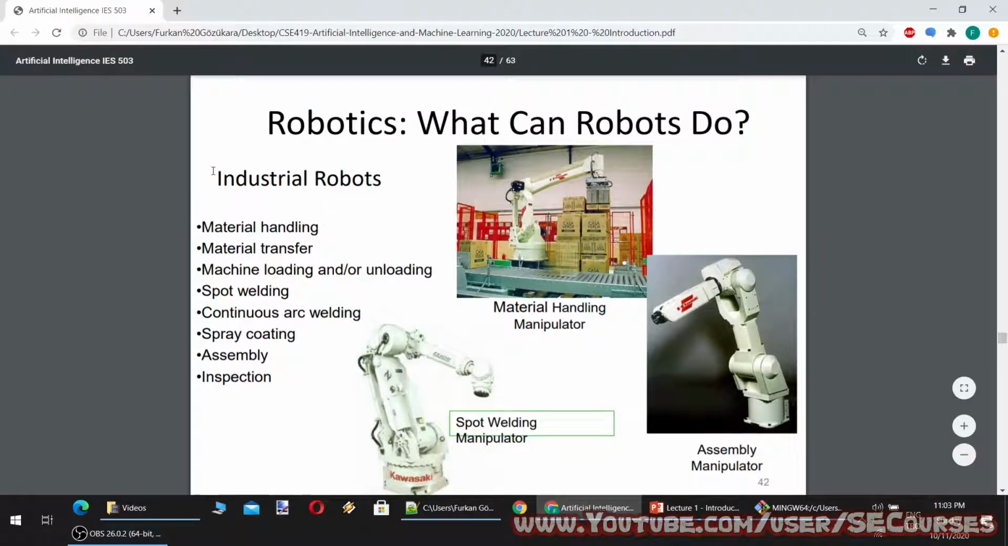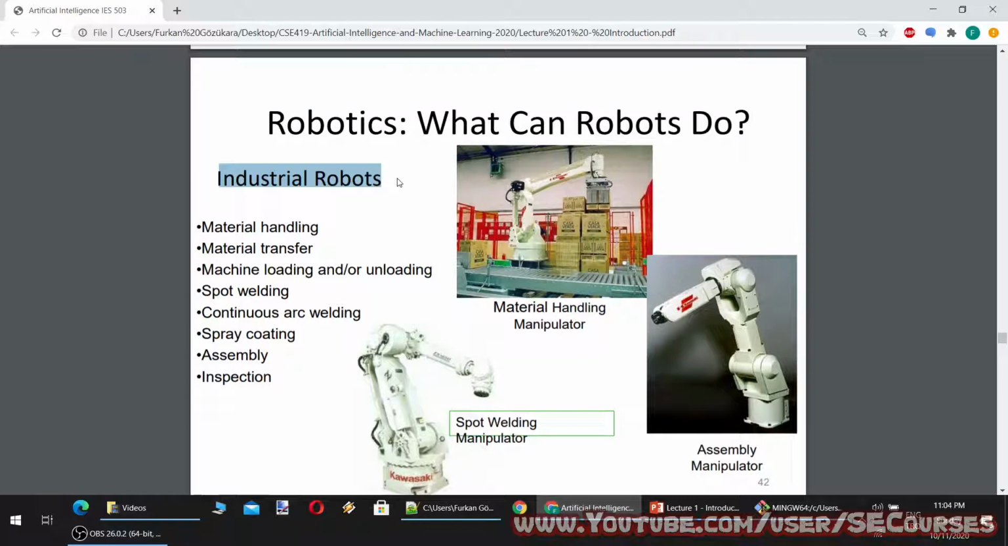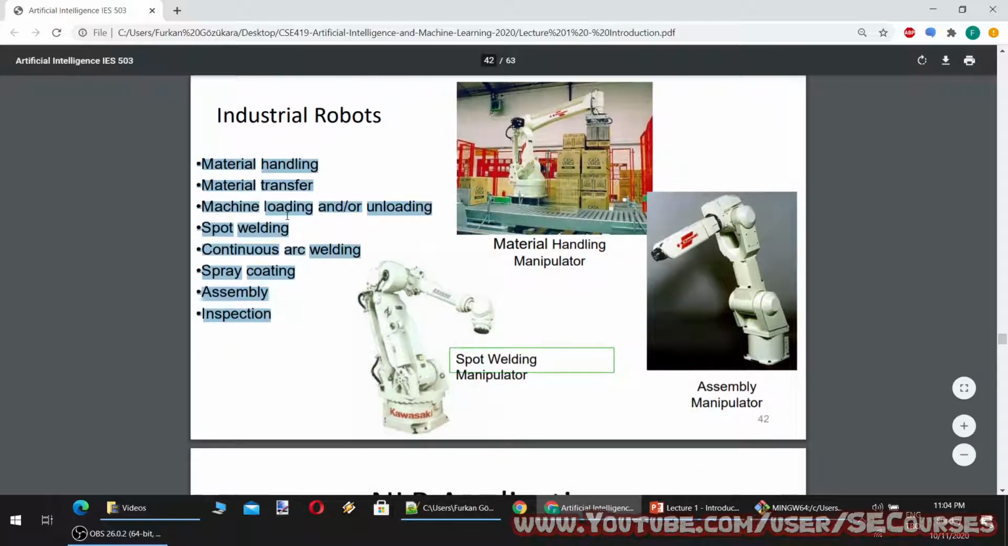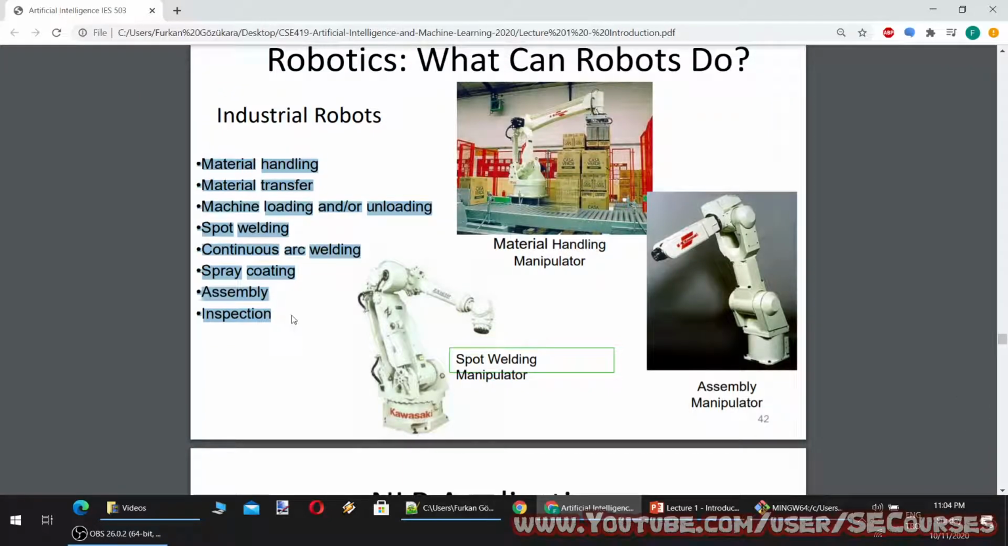Robotics. What can robots do? Industrial robots. These industrial robots don't require AI to work. So you need to separate robots and AI. Robots can work perfectly fine without AI, and they have been working for many years now, because all of these tasks can be programmed without artificial intelligence or machine learning: material handling, material transfer, machine loading and or unloading, spot welding, continuous arc welding, spray coating, assembly, inspection.